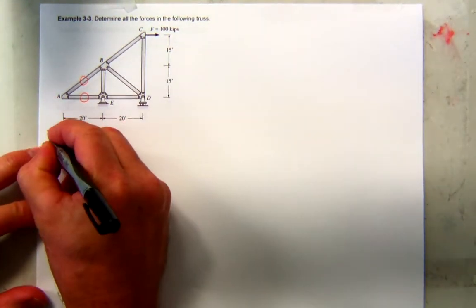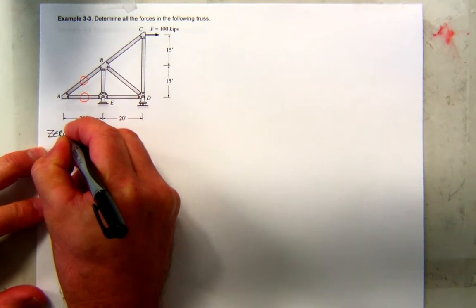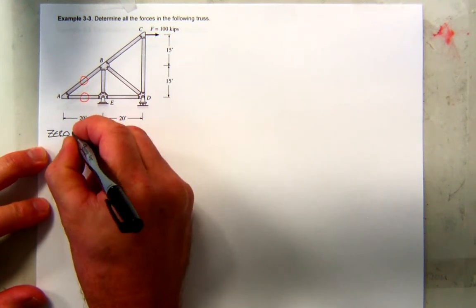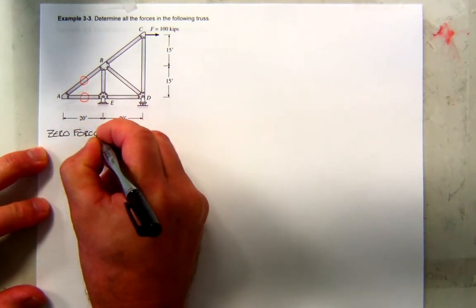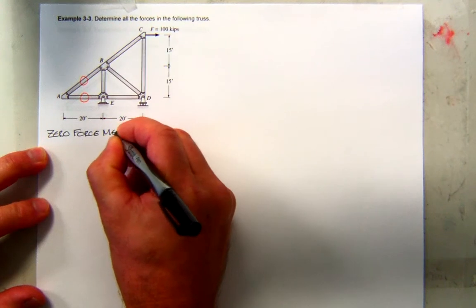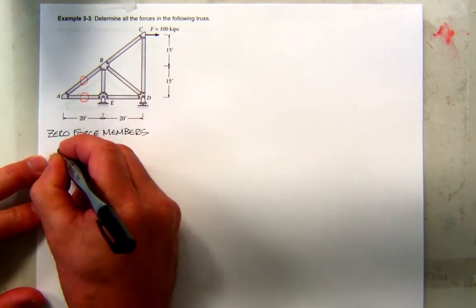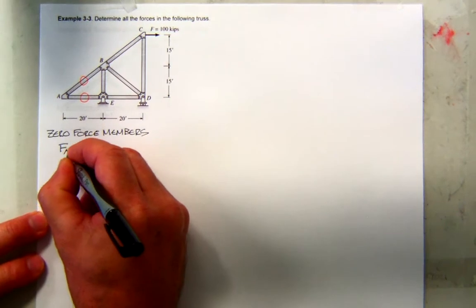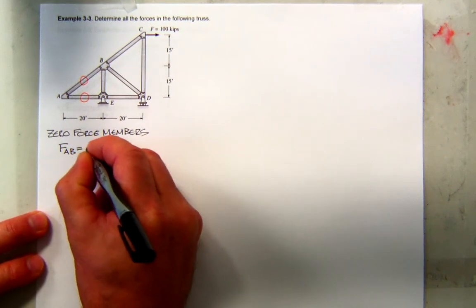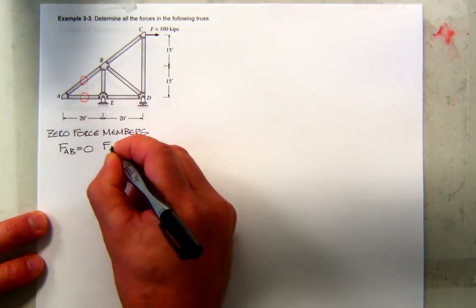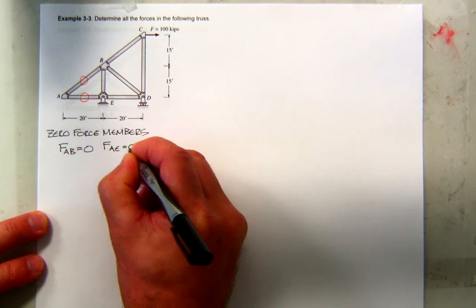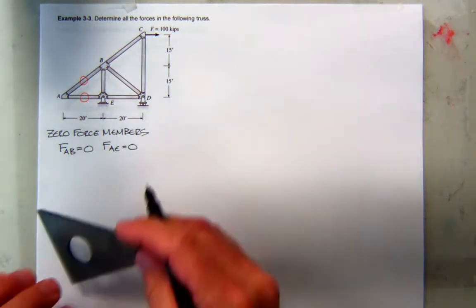And what I like to do is right underneath it, I like to write that I am identifying zero force members. I'll go ahead and write them out. So I'll say that the force in AB is 0 and the force in AE is 0. So I got 2 of my unknowns right off the bat.